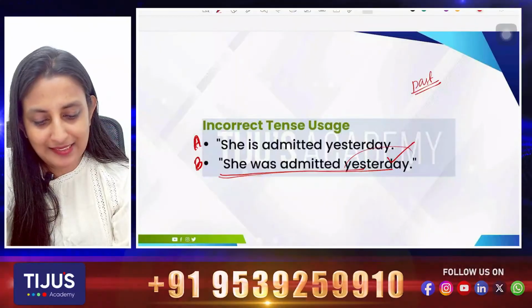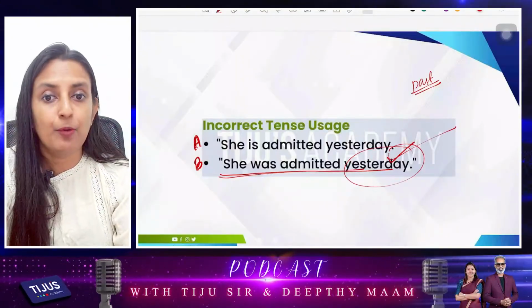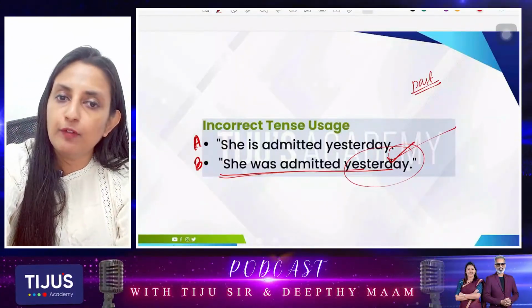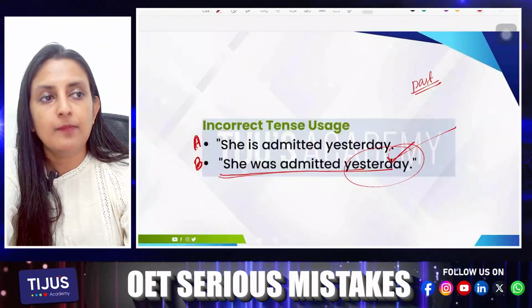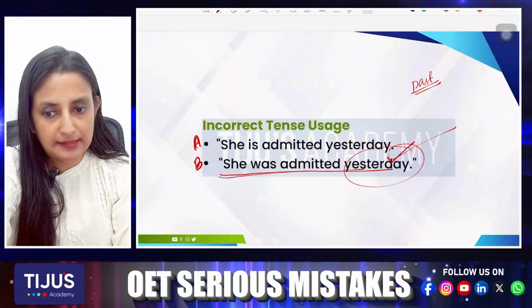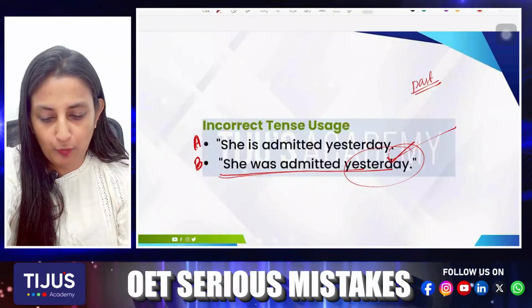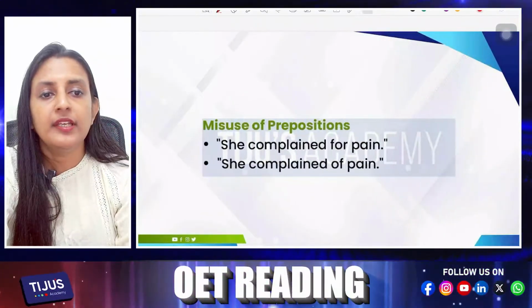സോ യെസ്റ്റർഡേ എന്ന് പറയുന്ന വേർഡ് ആണ് ഇവിടുത്തെ നമ്മുടെ കീ പോയിന്റ്, which will give you people an idea that the incident already happened. അതുകൊണ്ട് നമ്മൾ എങ്ങനെ പറയണം, she was admitted yesterday. That will be the correct statement over here. Moving on to the next question.